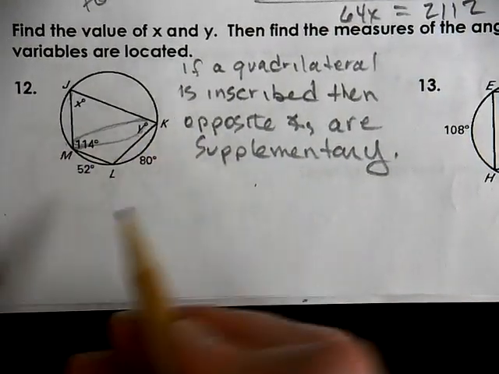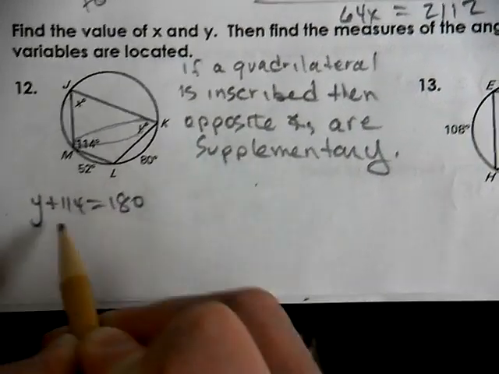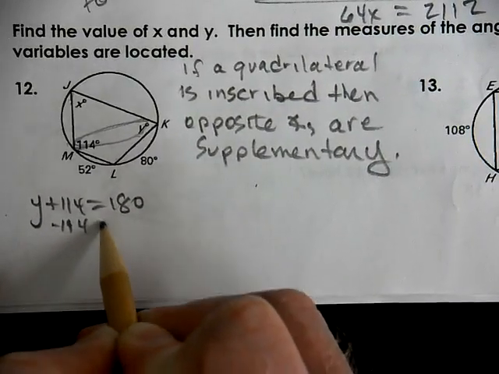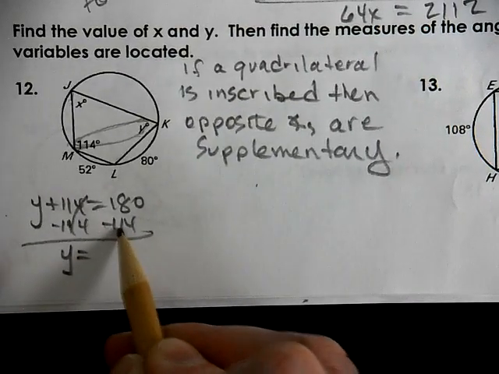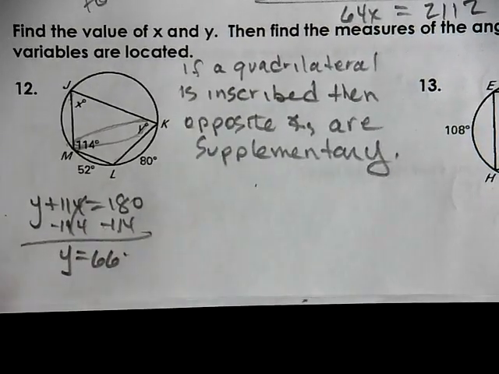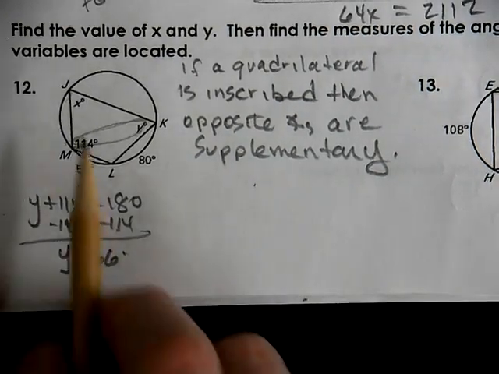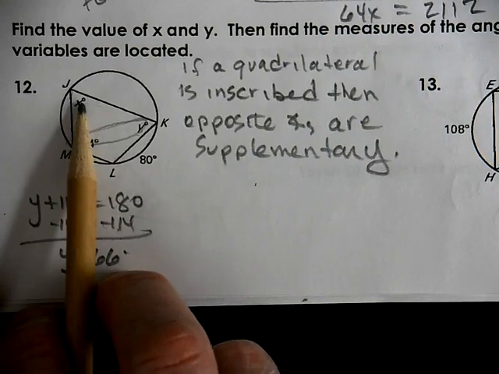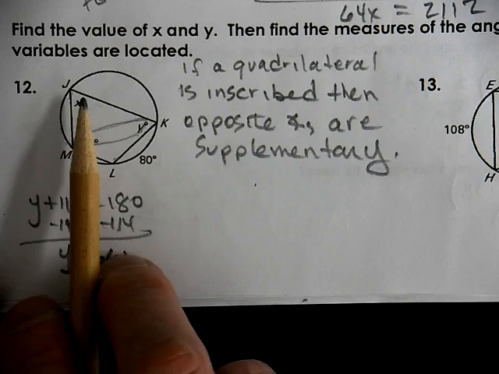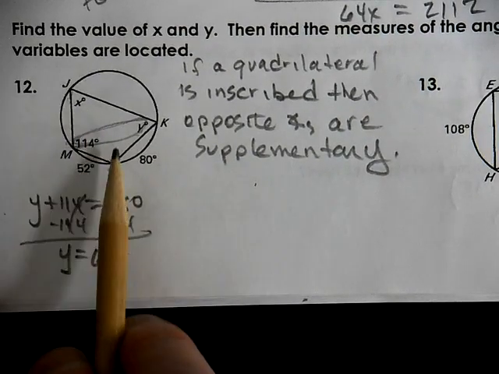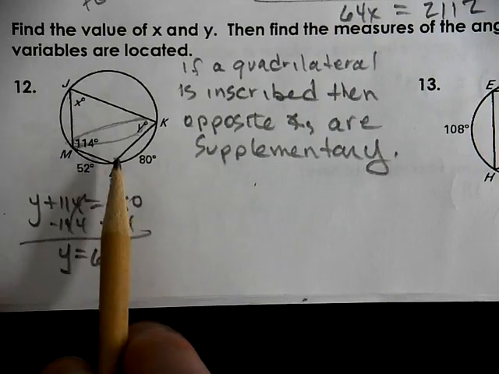So the opposite angles are going to add up to 180. So I'll subtract my 114. That's going to give me 66. That would be my y. Now, when I look over here for x, I have x and no angle is marked. So I'm not able to do it that way. I don't know what that angle is. I can't use opposite angles add up to 180.